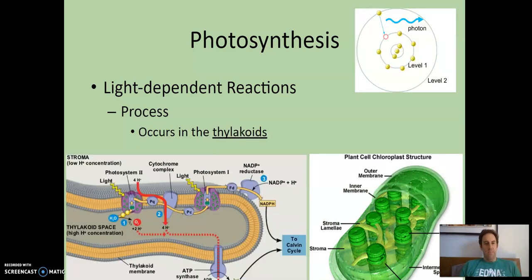So how does this all go down? The light-dependent reactions, as I said, occur in these thylakoids, these little discs. Here's a cross-section of that disc. Here we have our photosystem. And then interestingly, ATP synthase. We saw that in cellular respiration. How interesting. Let's see what happens.